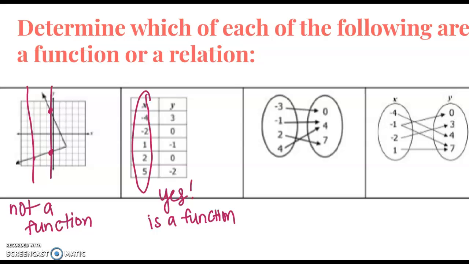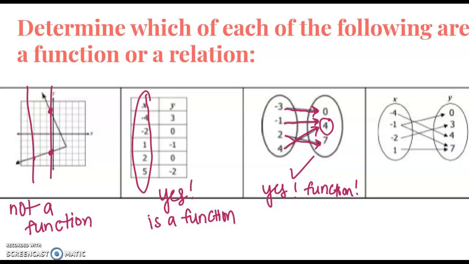If it's a mapping, again, we do not want x's to repeat. And the way that looks on a mapping of a relation is we should only have one arrow going from each of the x values. So -3 only goes to one value. -1 only goes to one value. 2 only goes to one value. 4 only goes to one value. We're good. This is a function. Now, if you noticed, I had 2 y values, didn't I? But again, remember that does not matter.